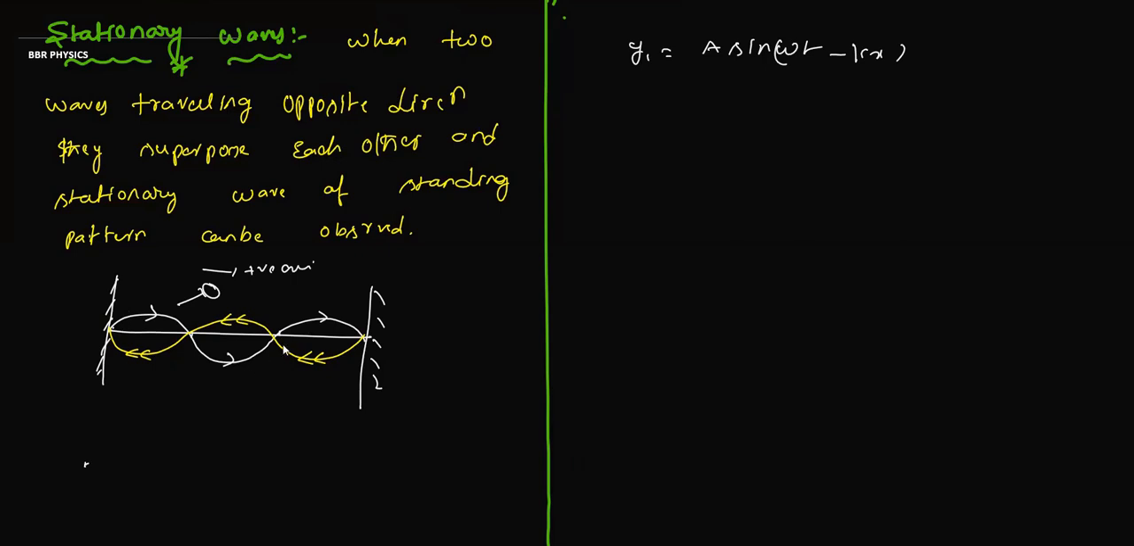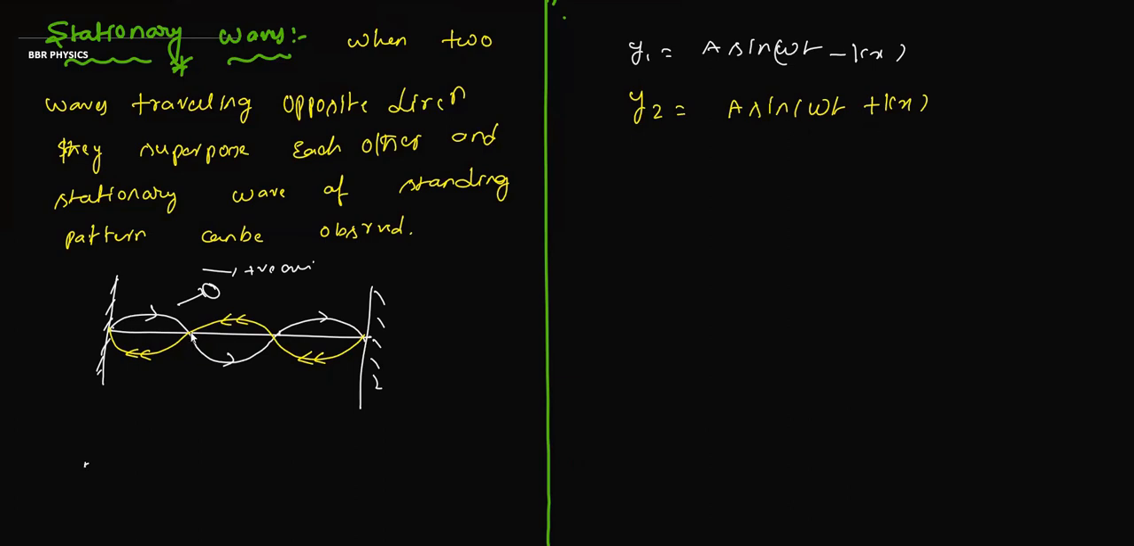If you observe here, y2, how can you write it? y2 equal to a sin omega t plus kx, because the wave is traveling in which direction? Negative direction. So omega should be positive and this will also be positive, or omega should be negative and this will also be negative. I'm taking positive here.